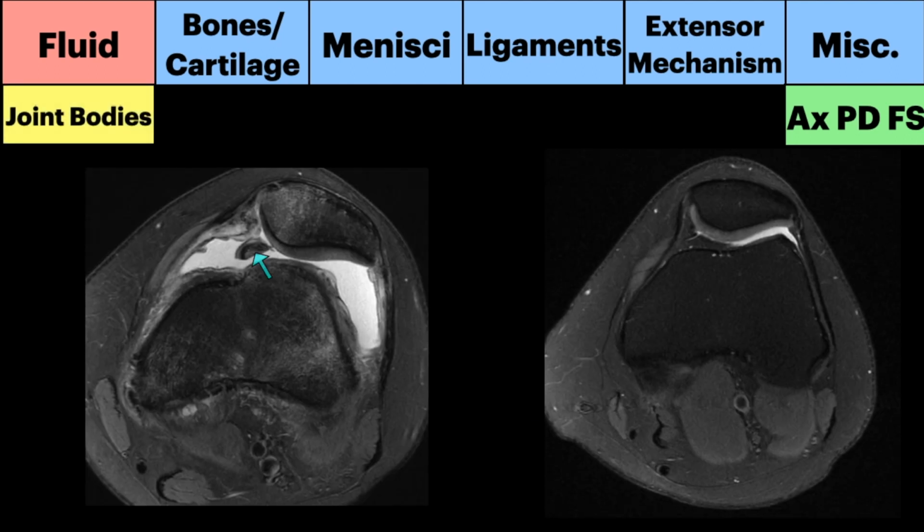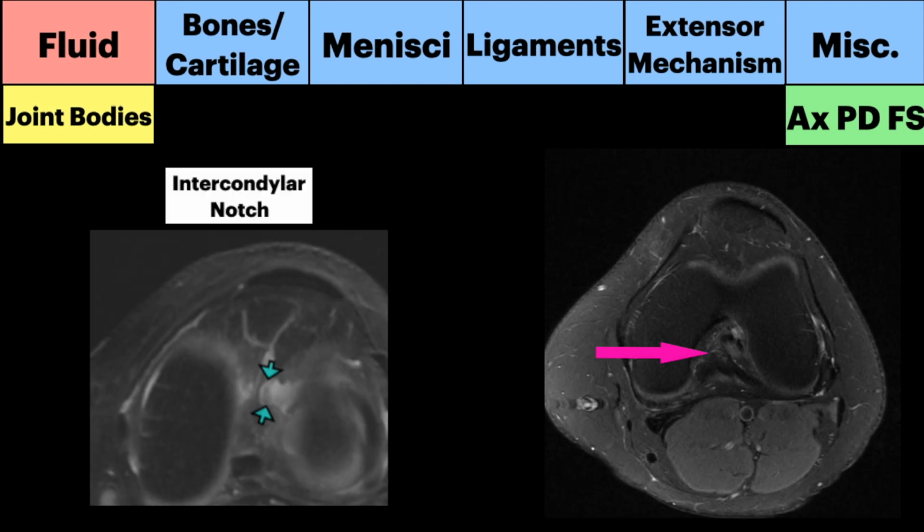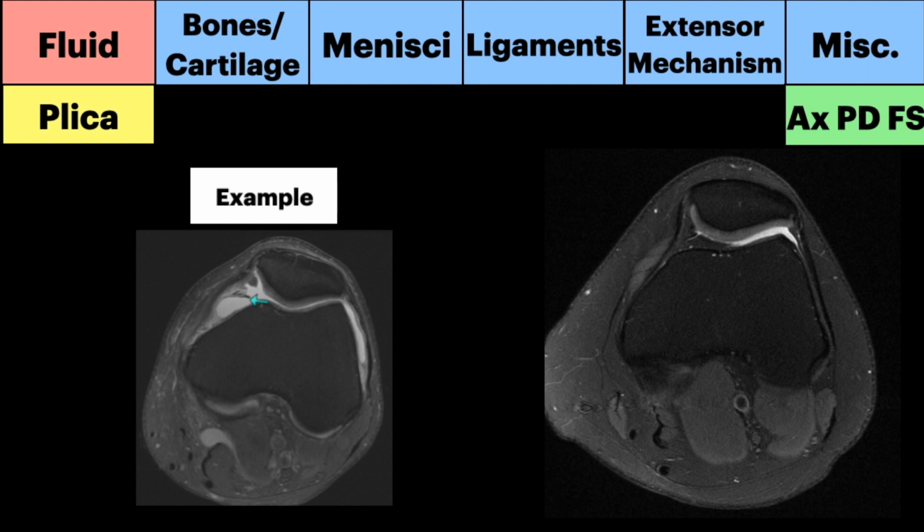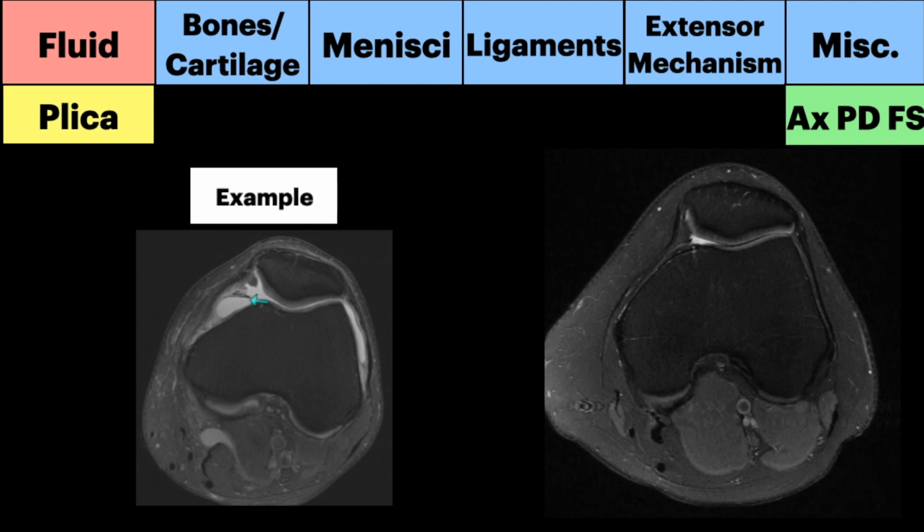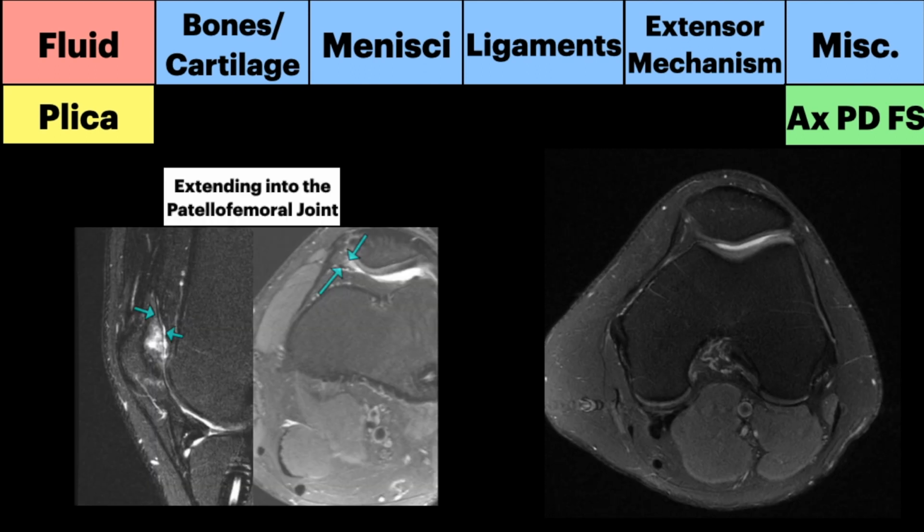Joint bodies can be present anywhere in the joint space, but pay close attention to the intercondylar notch. Lastly, look for small plica, particularly the medial plica, which could extend to the patellofemoral joint.